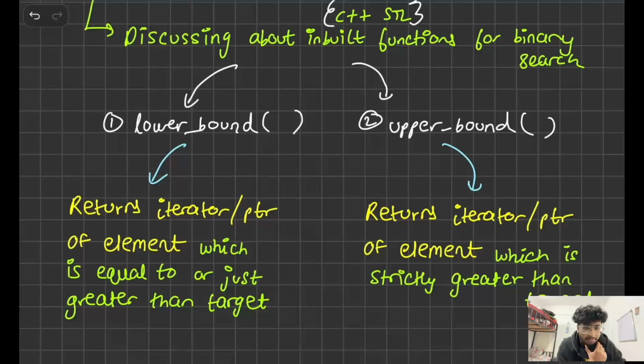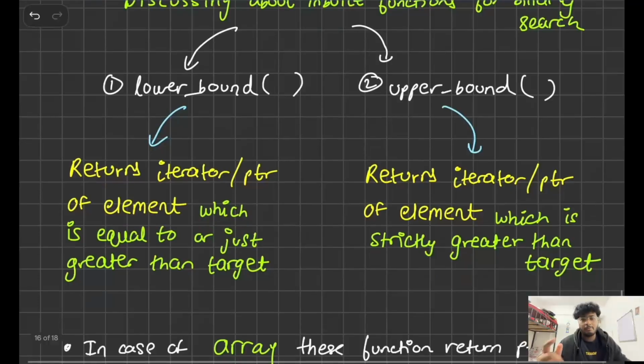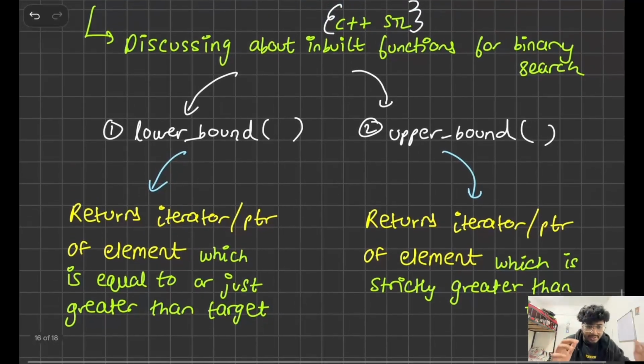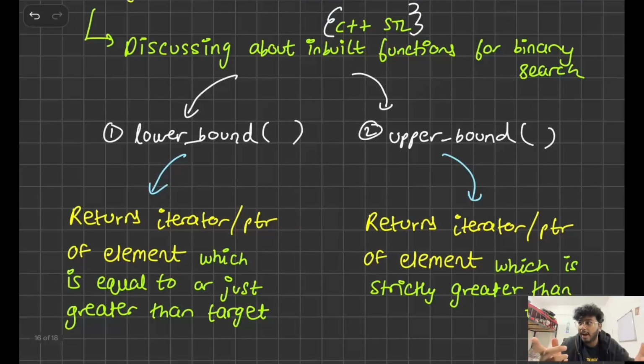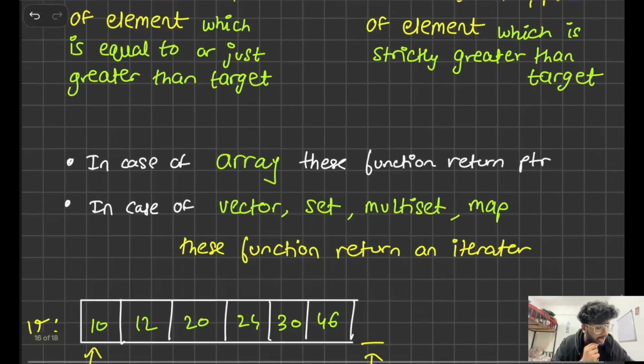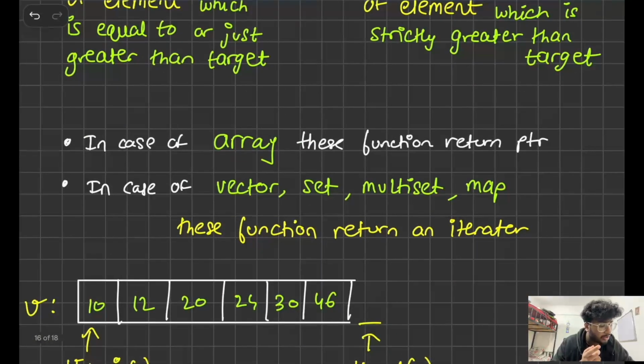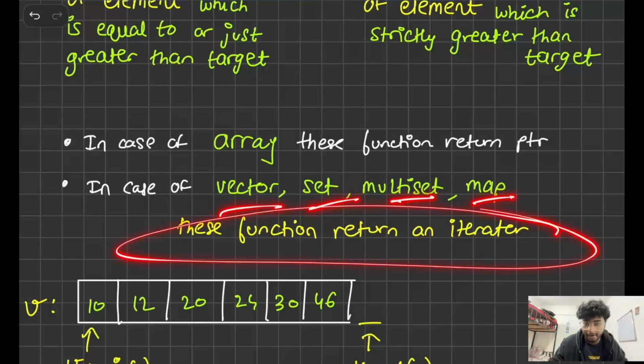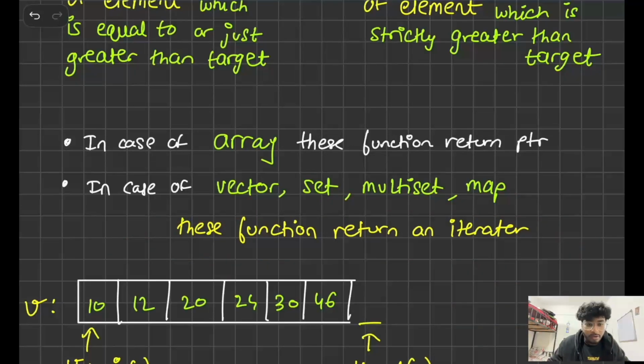But before that, we will get into the basics of iterators. An iterator is basically a pointer itself, wrapped in a class with some inbuilt functions. Iterators are used to traverse STL containers like vectors, sets, maps, etc. In the case of an array, these functions return a pointer, and in the case of vector, set, multiset, or map, these functions return an iterator. So I told you what an iterator is.